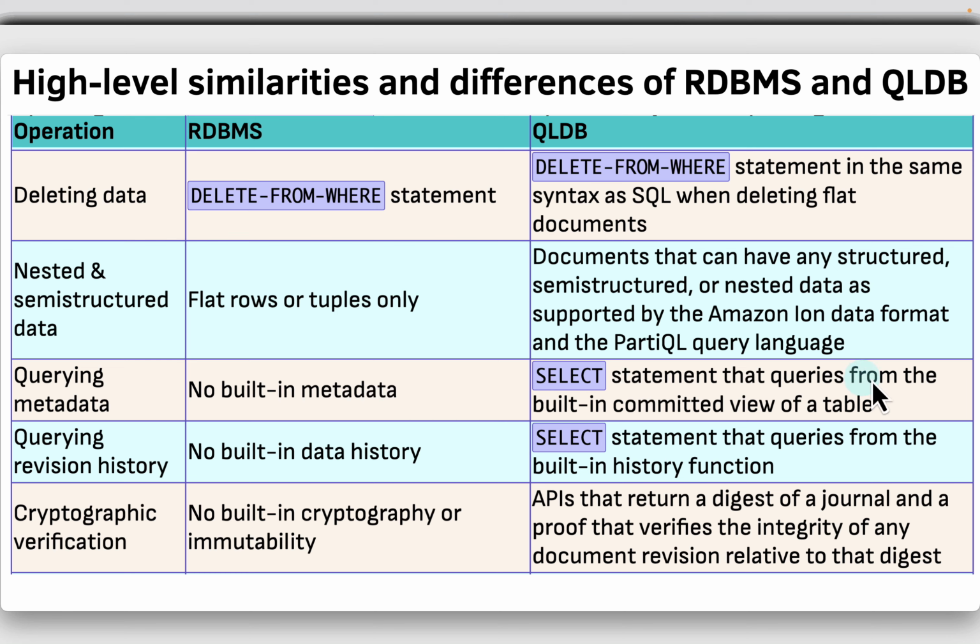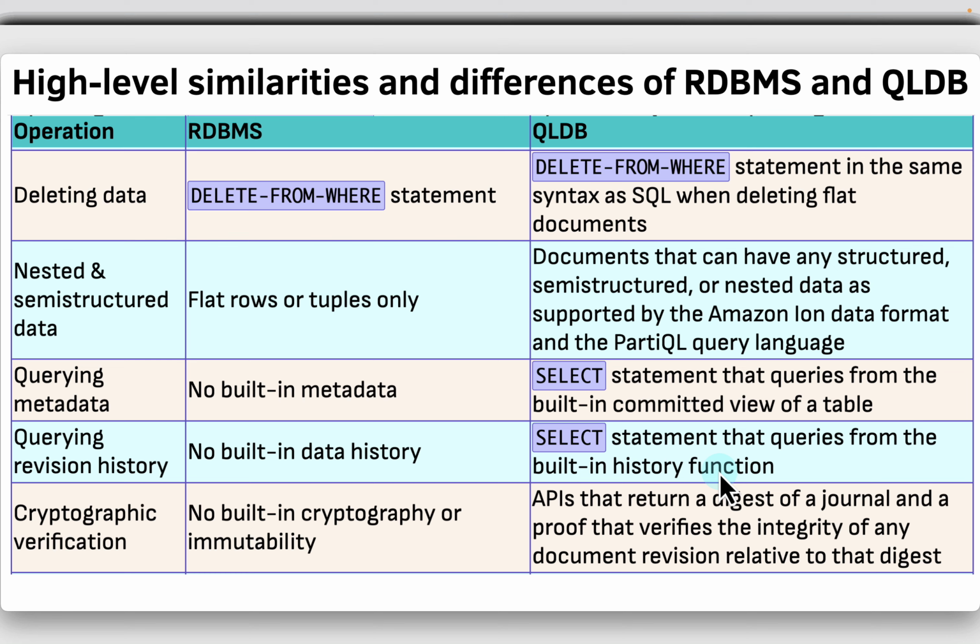Select statement that queries from the built-in committed view of a table. So in this case, the table has something called built-in metadata, which is the committed view of a table. What was committed to a table, you can find out from there. That metadata tells what information is in that row or in that table. So there is no built-in data history in case of RDBMS, but in this case we have. So we have this functionality, select statement that queries from the built-in history function.